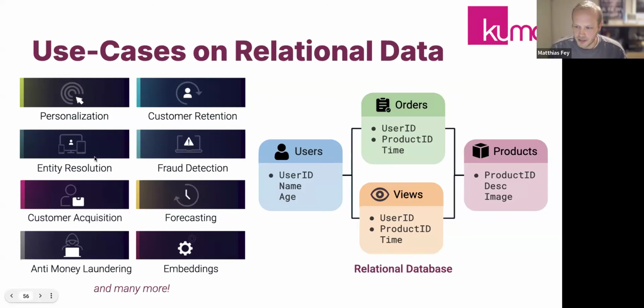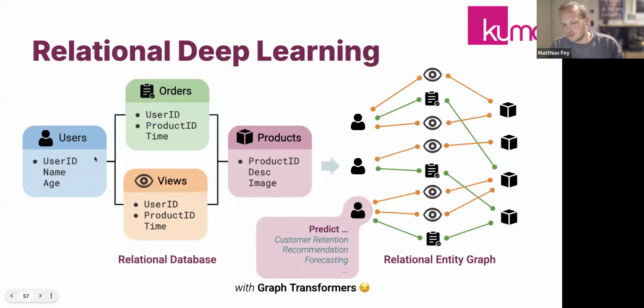So in this figure here on the right, you will see an example of a relational database that contains users and products, and these users and products are connected through orders tables or views tables. The blueprint of what we now call relational deep learning is that we can understand this relational database as a graph, as a relational entity graph, which is also heterogeneous. So it contains users and products, but it also contains all these fact information, which are also inherently temporal.